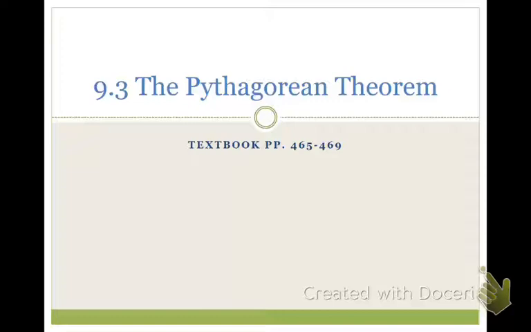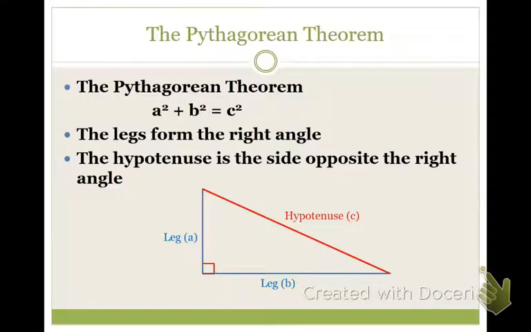All right, today we're in section 9.3, the Pythagorean Theorem. The Pythagorean Theorem can only be used with what kind of triangle? Does anybody remember? A right triangle. The triangle has to have a 90-degree angle. So it can only be used in a right triangle. It is only true if it's in a right triangle.